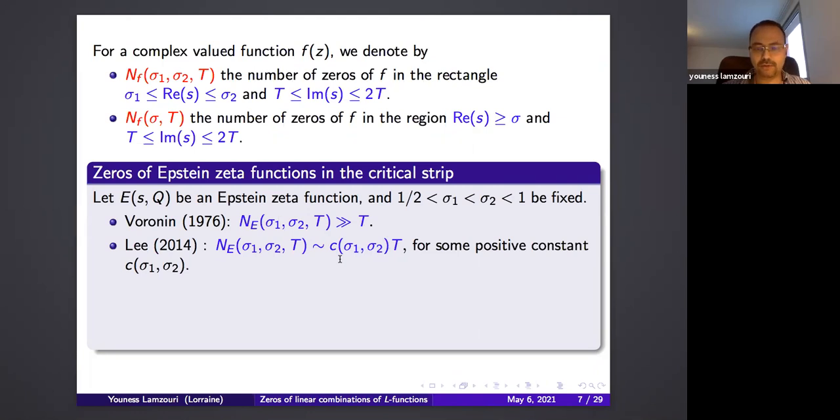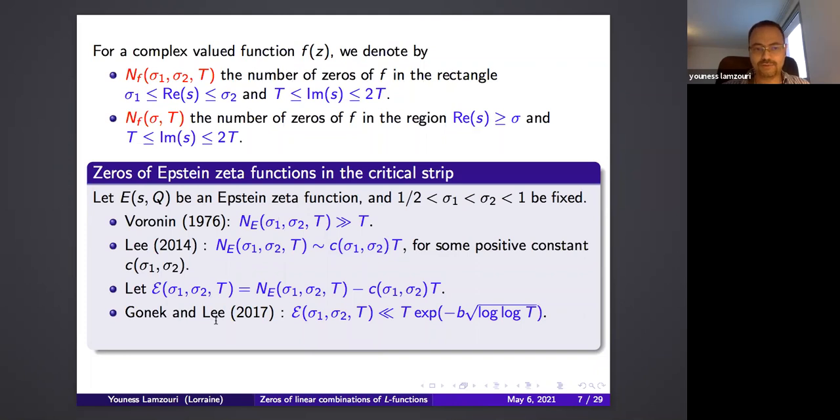And then you can ask whether you can have a quantitative asymptotic formula. So if you write epsilon, sigma 1, sigma 2, T to be the difference between the number of zeros and the main term, then Gonek and Lee in 2017 proved that for the error term you can have a saving of exponential of some constant times square root of log log T. So the error term is bounded by T times exponential of minus a constant times square root of log log T. And then I improved this recently to a saving of a power of log T. Here, the power depends on sigma 1 and the class number h_D. In particular, it decreases when the class number increases.